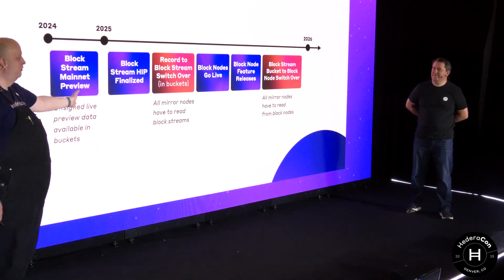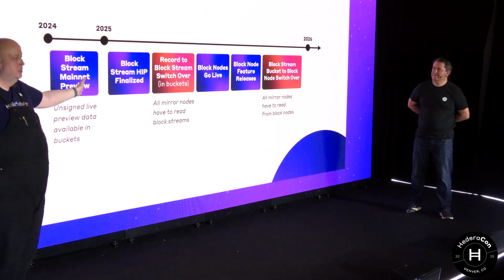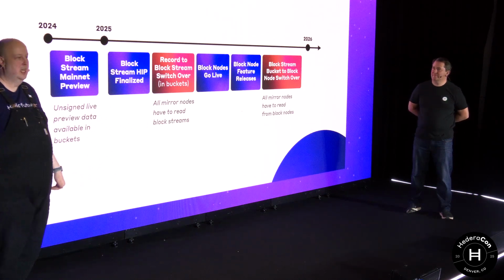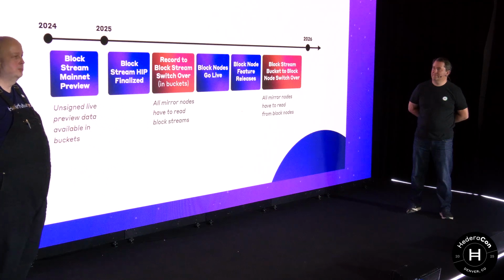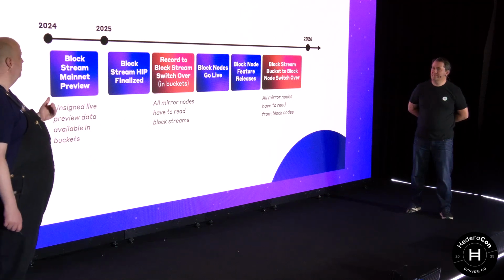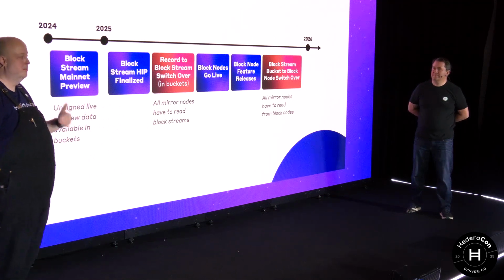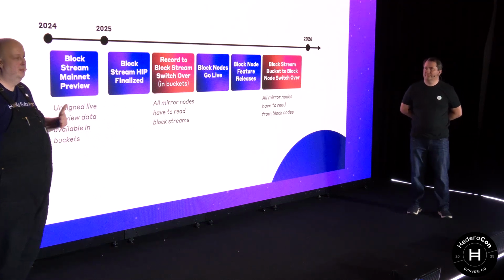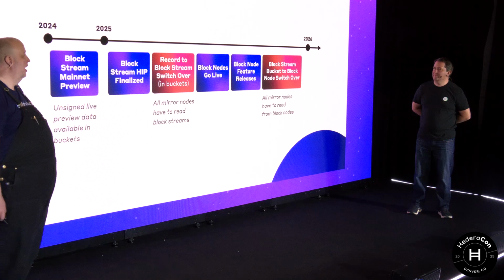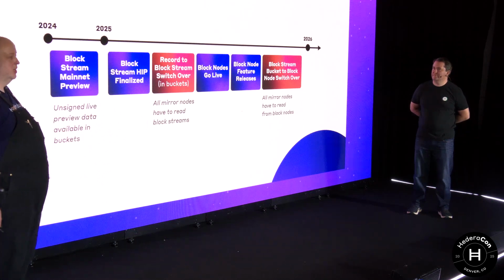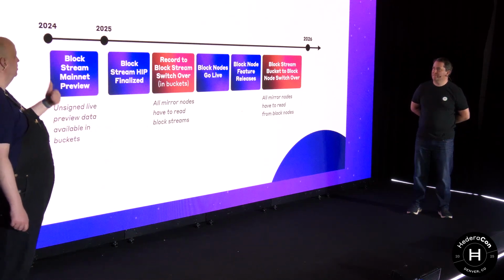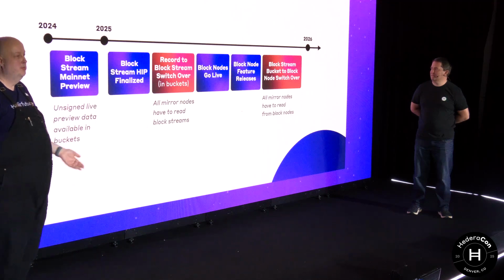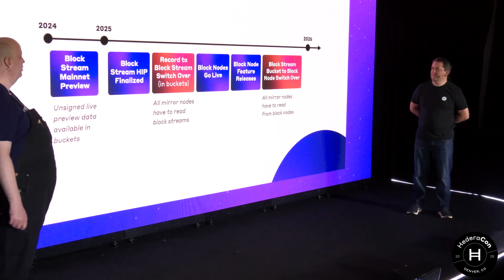Then we will finalize the HIP. When the HIP process finalizes block streams, there'll be the big switchover date when we switch over from record streams to block streams. That will likely still be block streams in buckets, and that will continue for a while, and then we'll roll out block nodes in stages, up to the point where we do the big switchover, after which blocks will no longer be available from buckets, only from block nodes.